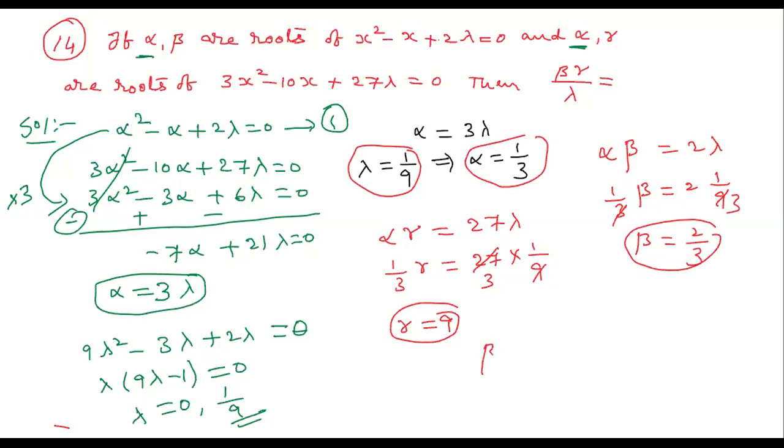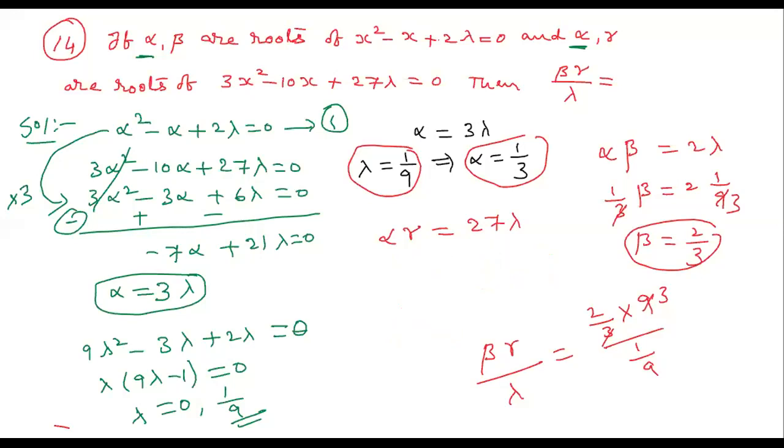So what we need to find? Beta gamma by lambda. Beta is 2 by 3. Gamma is 9. Then what is the lambda value? 1 by 9. So 3 3s are, totally, how much? Here, see that there is some calculation mistake.